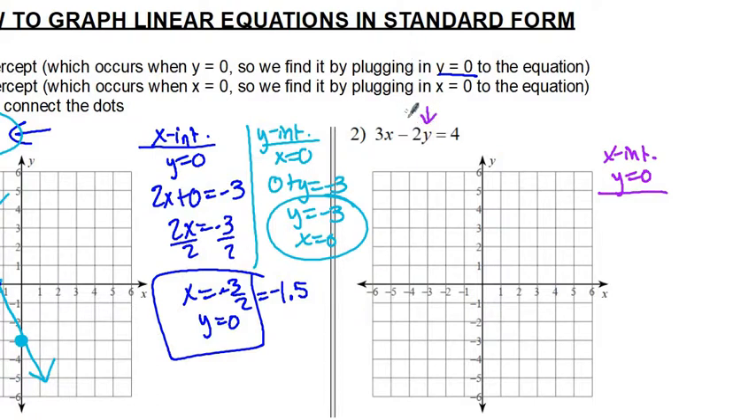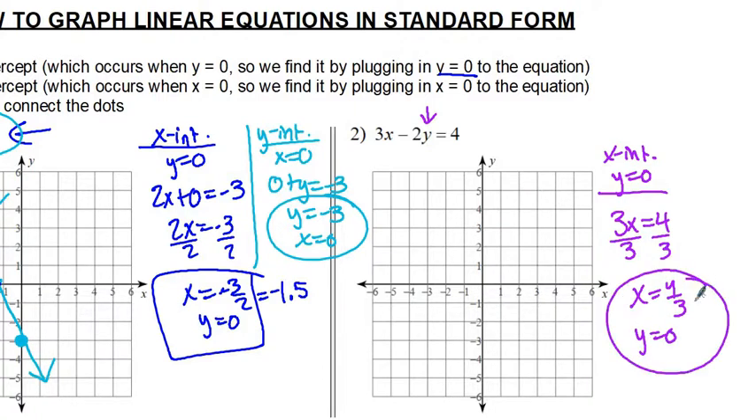So 3x minus, that's going to become 0. So we don't even need to write it. We could just write 3x equals 4. And then we'll divide by 3, so we get x equals 4/3 when y equals 0. 4/3 is equal to 1 1/3. So we're going to have a point at 1 1/3. So here's 1 right here, a little bit past 1 would be about right there.